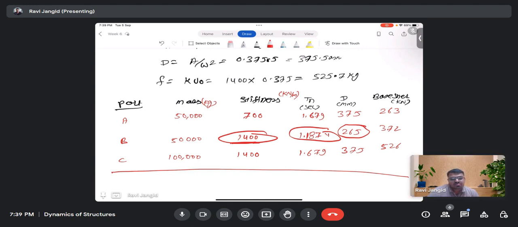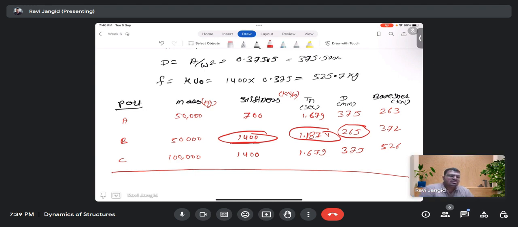So what is the importance of base shear? Suppose 263 base shear is there, part C, yes. Part B, here 372, right? Do we want more base shear or less? Like this is our actual demand corresponding to, like, this is the capacity of the system, base shear. Okay, base shear means capacity. We have the given stiffness, we have the given mass. So how much capacity does our tower have?